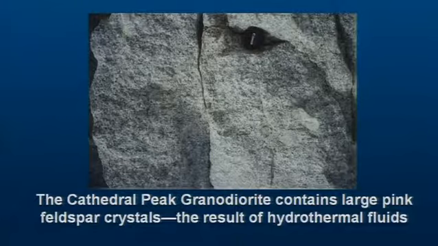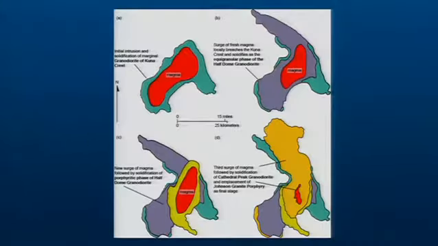The Cathedral Peak granodiorite, the second last of these granite bodies, the evidence for the high volume of hydrothermal fluids is again these large pink feldspars, really large pink feldspars, just as in the Shap granite in England, the Lake District of England. And this is the sequence of intrusion.